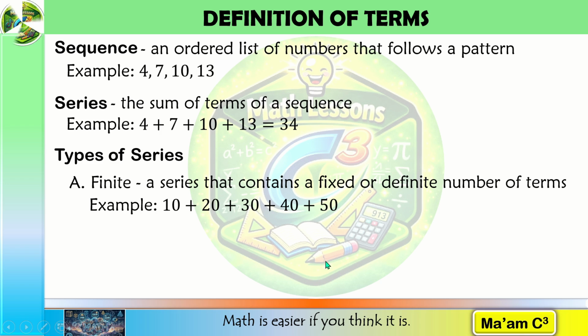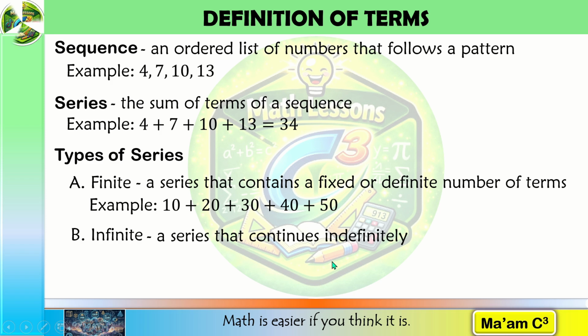The next type of series is the infinite series. This one continues forever. Example, we have 1 plus 3 plus 9 plus 27 plus and so on. So again, these dots are called ellipses. It means the pattern continues indefinitely. A series is formed by adding the terms of a sequence together.